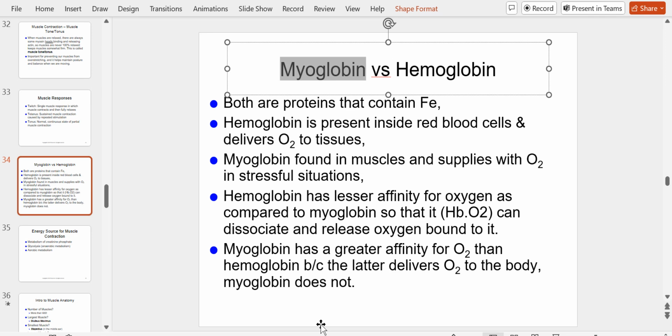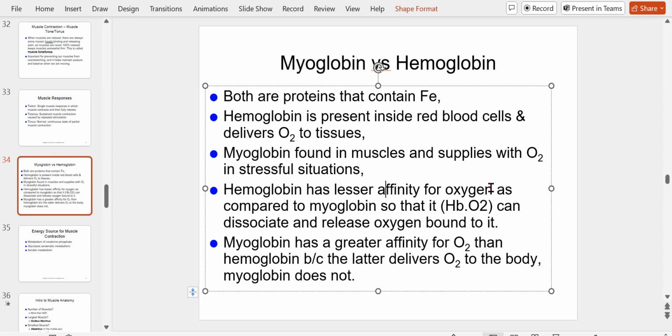So hemoglobin delivers oxygen to the cells of the muscle called myoglobin, and myoglobin stores that oxygen, okay? Both are proteins that contain iron. Hemoglobin is present inside red blood cells and delivers oxygen to tissues. We know that. Myoglobin is found in the muscle and supplies oxygen in stressful situations. So it's kind of like an oxygen storage tank for stressful situations.